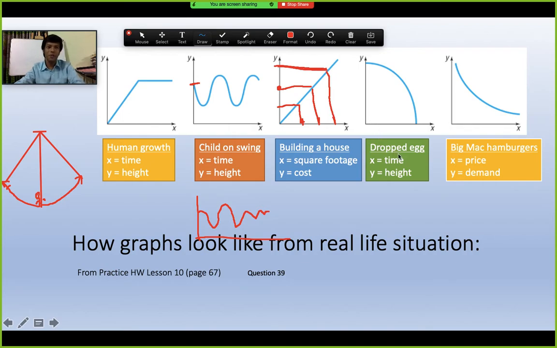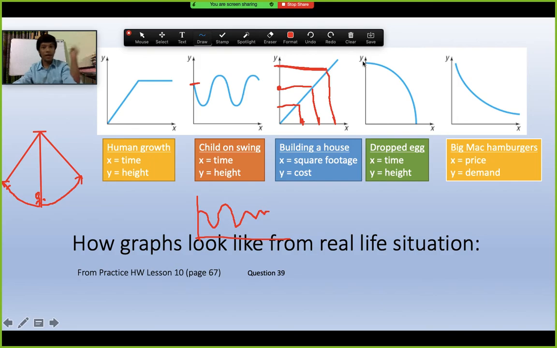Dropped egg. So you drop some egg from some height. Let's say you go to your rooftop and drop the egg. It's not a good idea. Say you go there and you drop something. Then with respect to time, what happens is this: at time 0, when you drop it, it was at maximum height, then it starts dropping, coming down, coming down, coming down.